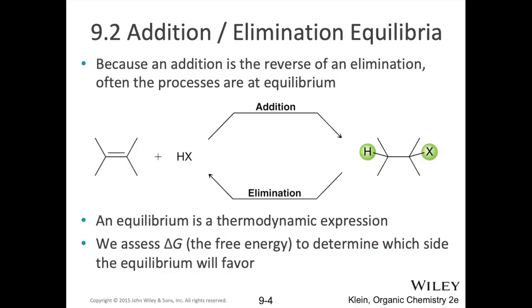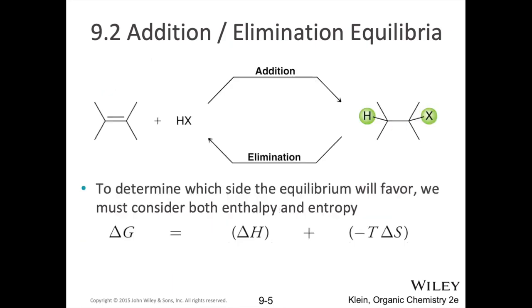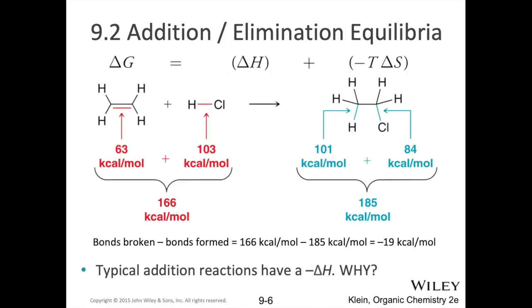As such, we can look at this from a thermodynamic standpoint. Using our Gibbs free energy equation, remember that delta G is equal to delta H minus T delta S, or here it's organized with negative T delta S as a single term. Let's look at the forward reaction, the addition reaction with our alkene reacting with a hydrogen halide to make our corresponding alkyl halide. First, let's look at the enthalpy involved.